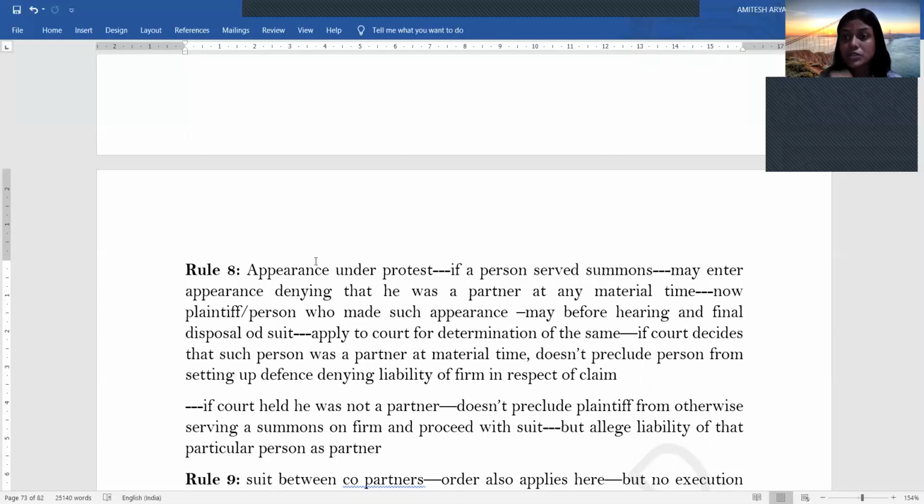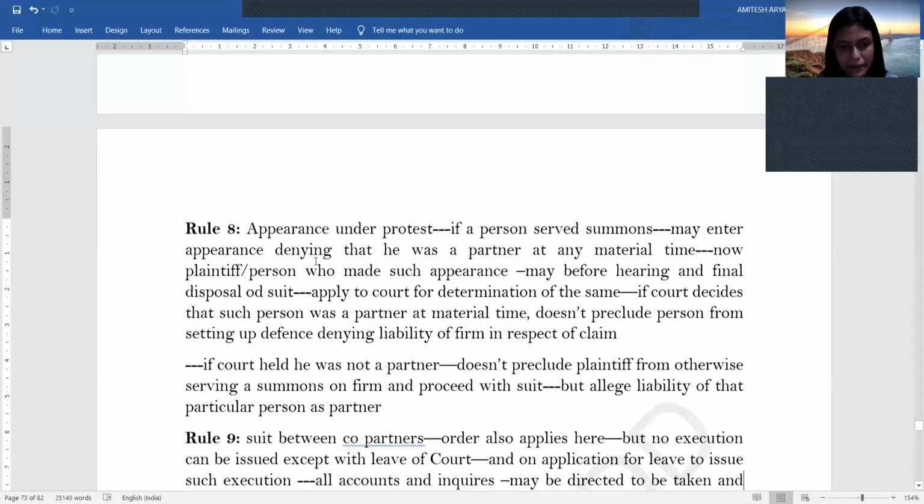And if it is determined that yes, I was a partner, then this does not preclude me from setting up a defense that there is no liability of the firm. However, if I was not held to be a partner, this does not preclude the plaintiff from serving a summons on the firm and proceeding with the suit. However, it can only sue that particular person in respect of the liability, not me, because I have been adjudged as not being a partner.